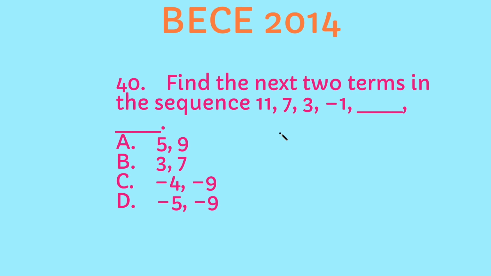For question 40, which is our last question, we have to find the next two terms in the sequence 11, 7, 3, negative 1, and then we have two dashes. What we're going to do is find the difference between these numbers to see if they actually form a sequence. And yes, they do. They have a difference of 4. So if we continue, negative 1 moving 4 points down would now become negative 5. And negative 5 moving 4 points down will now become negative 9. Our answer will be negative 5, negative 9.